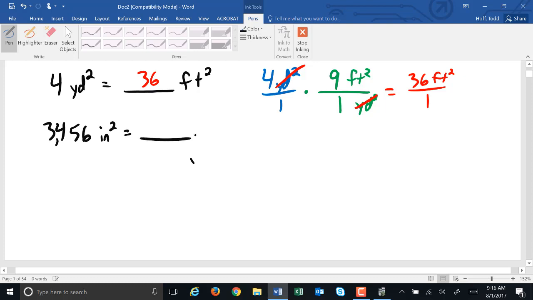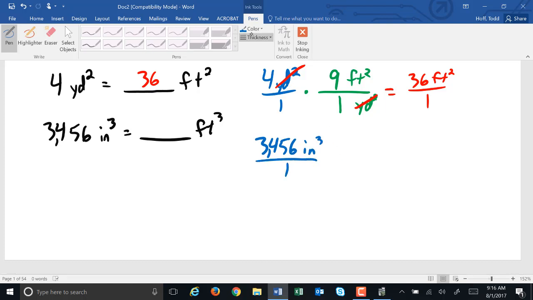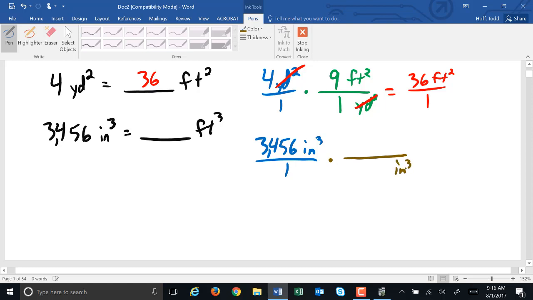We might have 3,456 cubic inches going into cubic feet. So we'll put our 3,456 inches cubed over 1. We're going to put inches cubed on the bottom of our conversion factor, going to cubic feet on the top.